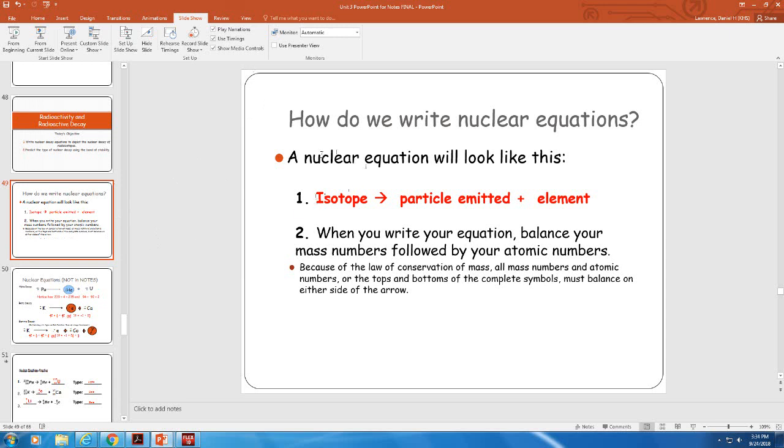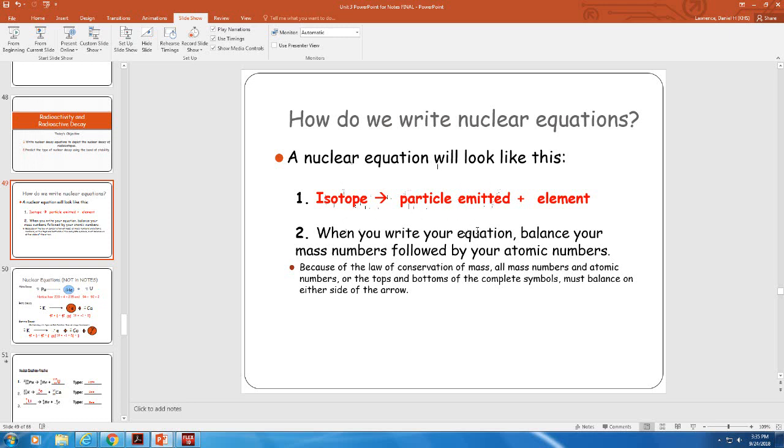All right, and so a nuclear equation is going to look like this. You're going to have some isotope that is present before the reaction. You're going to have an arrow, and then whatever is over here is what's present after the reaction. You're going to have some particle emitted, either an alpha particle or a beta particle, or it could be gamma radiation. Plus, you're going to have some element. Now, the element is whatever is left over after the isotope loses the particle, right?